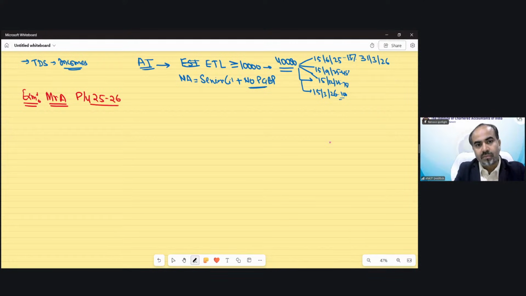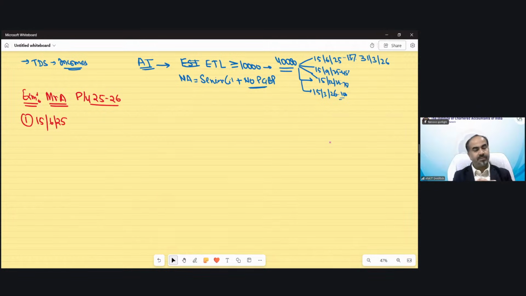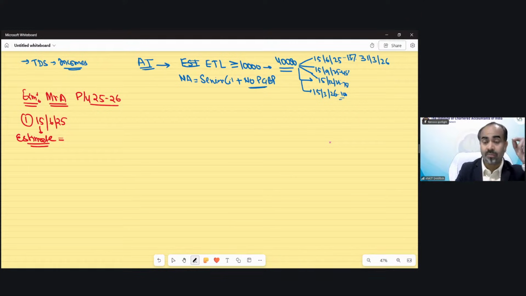25-26, the first date is 15th of June 2025. So on 15th June 2025, you can suppose yourself as Mr. A. If you are Mr. A, you have to find out on 15th June 2025 what you need to estimate. You need to estimate on 15th June 2025 what would be your full year income. Listen very carefully. You need not calculate your income up to 15th June.